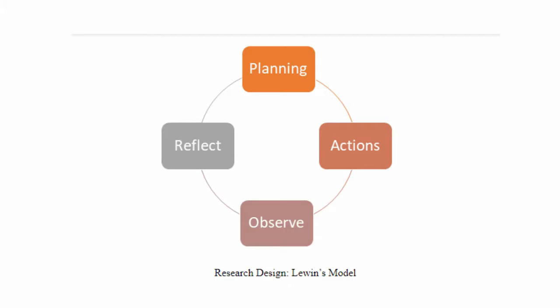The spiral steps of Lewin's model are clear and concise, which makes it very suitable to what we have envisioned in our research. There are 4 steps involved in Lewin's model, which are planning, taking actions, observing, and also reflecting. I will only discuss planning and taking actions because the next presenter will be talking about observing and also reflecting.